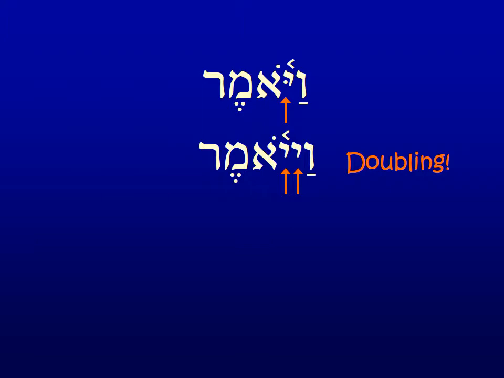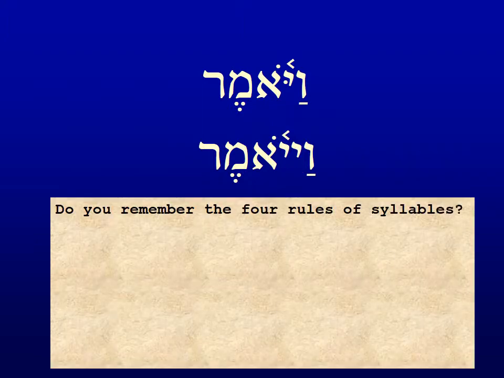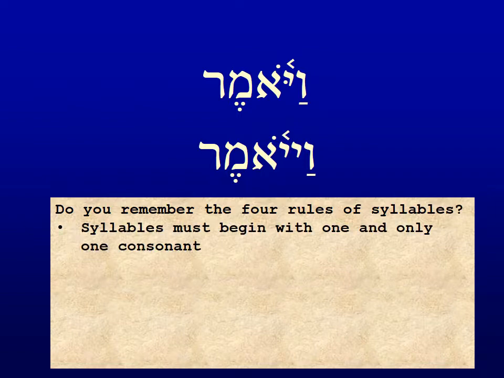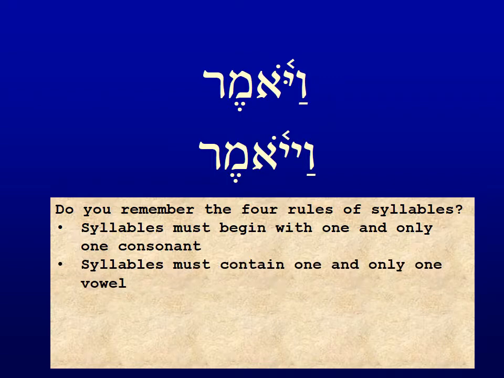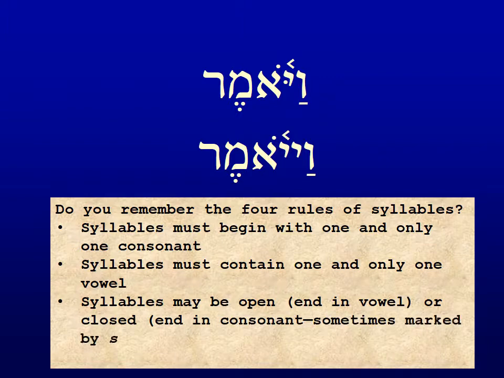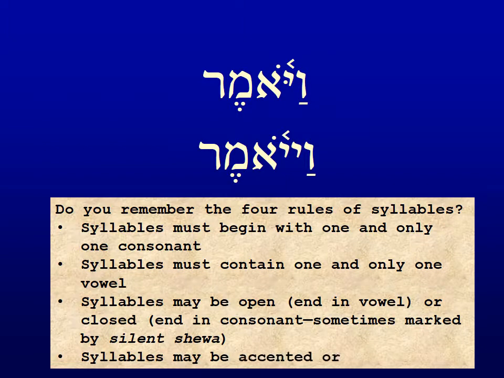In this case, the first yod is closing the syllable with the vav patach, and the second yod is opening the syllable with the cholam and aleph. Remember the 4 rules of syllable division. First of all, syllables begin with one and only one consonant. Second, syllables contain one and only one vowel. Third, syllables may be open, ending in a vowel, or they may be closed, ending in a consonant, sometimes marked by silent schwa, in this case by quiescent aleph. And syllables can be accented or unaccented.